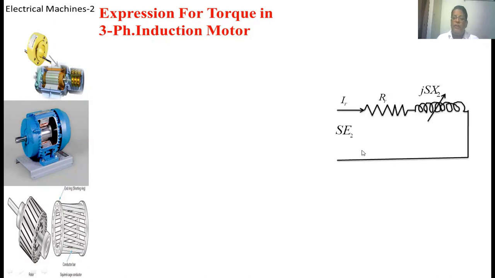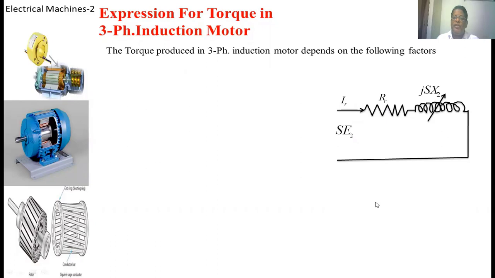This is the circuit diagram for the rotor. This is the voltage which is applied to the rotor circuit. IR is nothing but the current passing through the rotor. RR is the per phase rotor resistance. S into X2 is the variable leakage reactance of the rotor of the induction motor.